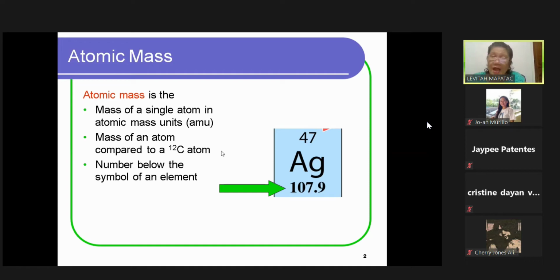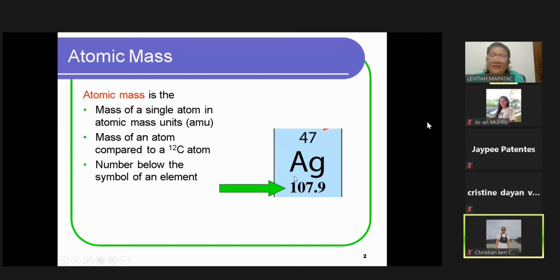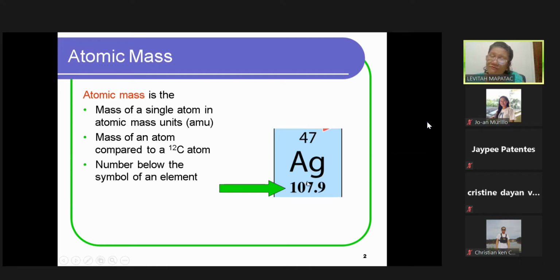or gram per mole. If you compare this, can you still remember our carbon-12? So in 1 gram per mole of silver, how many atoms is that equivalent to? According to Avogadro's number, that is 6.022 times 10 to the power of 23 atoms of silver. Okay, let's move on.